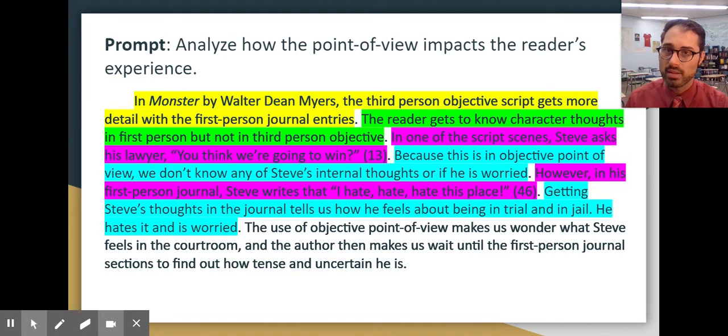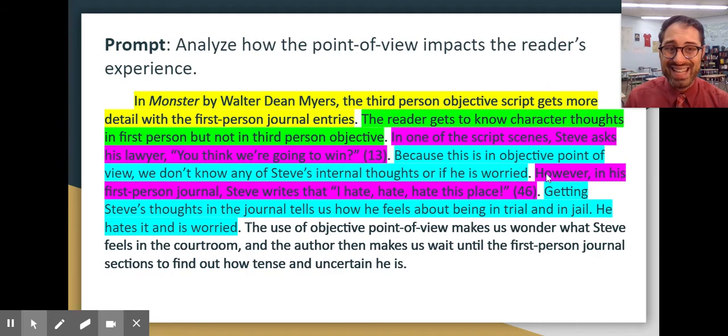Then I have my cement, where I'm connecting. Let's just take a look. So I'm saying the third person objective script gets more details because of the journals. So my first example: in one of the script scenes, Steve asks his lawyer, "You think we're going to win?" And I said for my cement, because this is an objective point of view, we don't know any of Steve's internal thoughts or if he is worried. I probably could have added a sentence that I just know what a character says out loud. I could have mentioned methods of characterization, but I'm really focusing in here on point of view. And we know with an objective point of view, we only know what characters say. We don't know their thoughts.